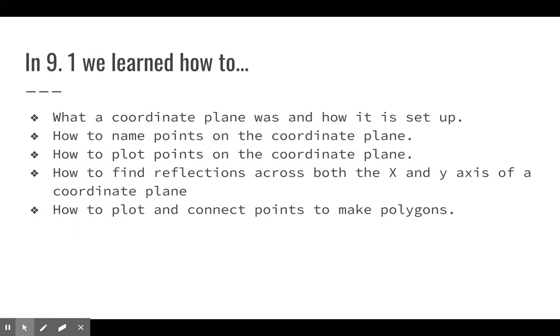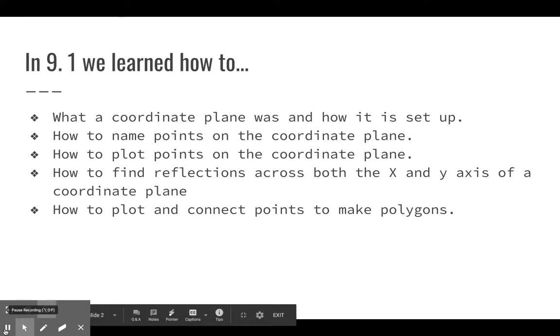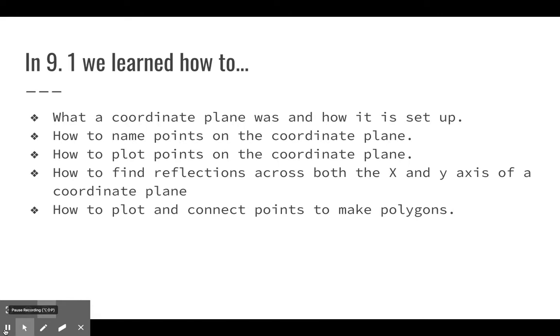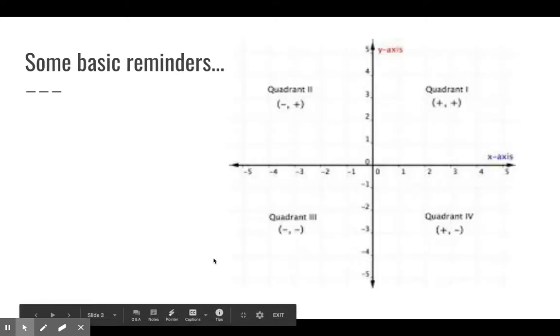So in 9.1, we learned what a coordinate plane was and how to set it up. We learned how to name points on the coordinate plane. We learned how to plot points on the coordinate plane. We learned how to find reflections across both the x and y axis of the coordinate plane. And finally, we plotted and connected points to make polygons.